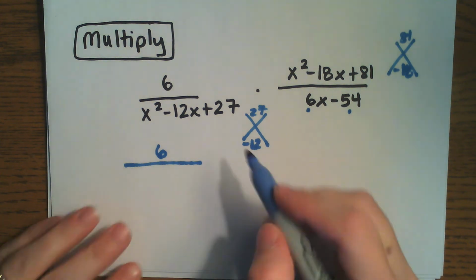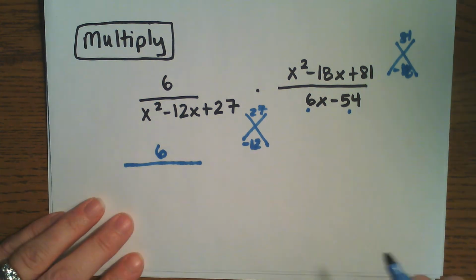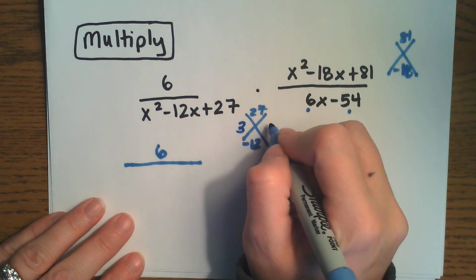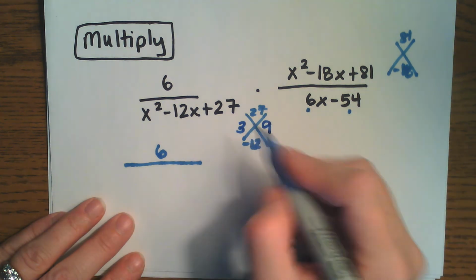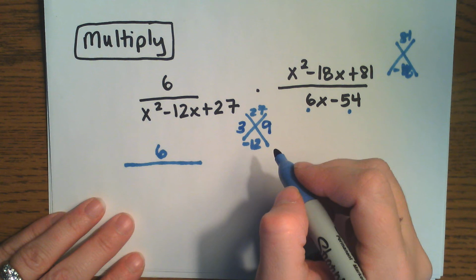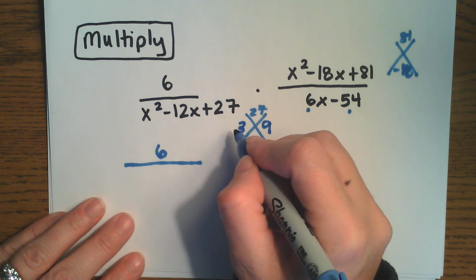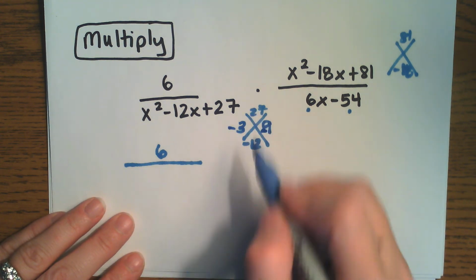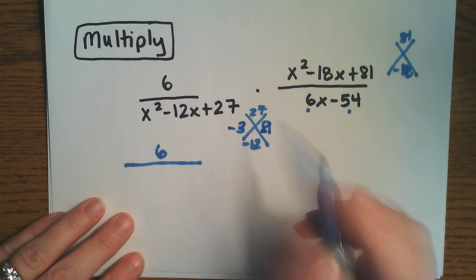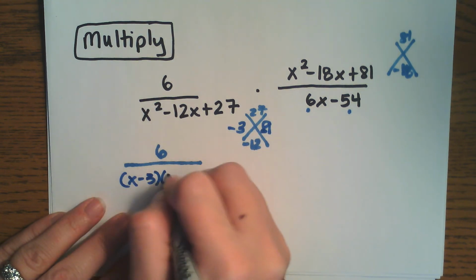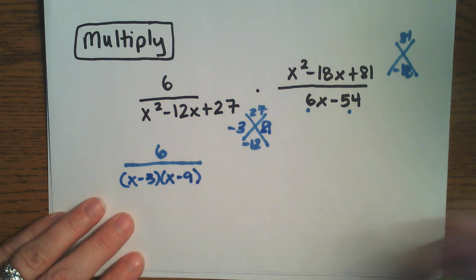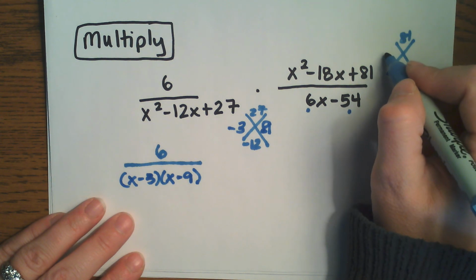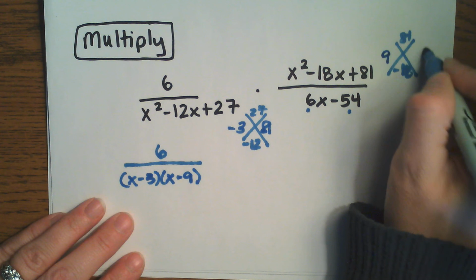All right, so what are two things that multiply to 27, add to negative 12? What's special about them? They're both negative, because that's a positive 27. They're both going to have to be the same sign. So x minus 3, x minus 9. And that negative 12 is what gave it away. What multiplies to 81 and adds to negative 18?